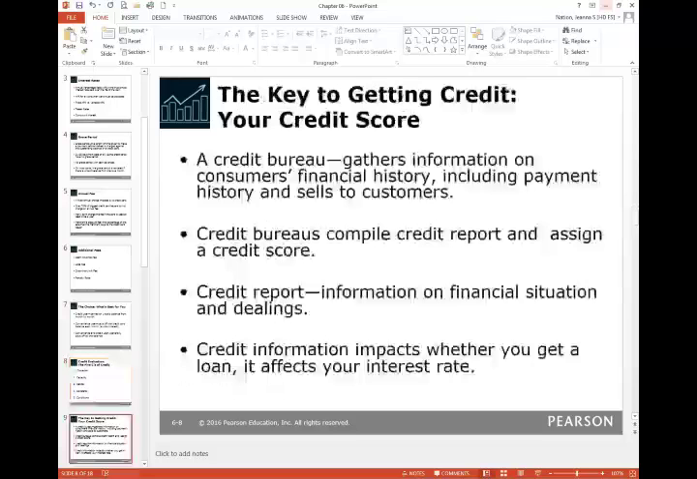Let's shift gears here a little bit quickly to the credit score. Credit scores and credit reports are issued by credit bureaus. These are companies that gather information on your financial history, including payment history, debt limits, that kind of thing, and then sells it to consumers. Credit bureaus compile all this information and then issue the report and the credit score.